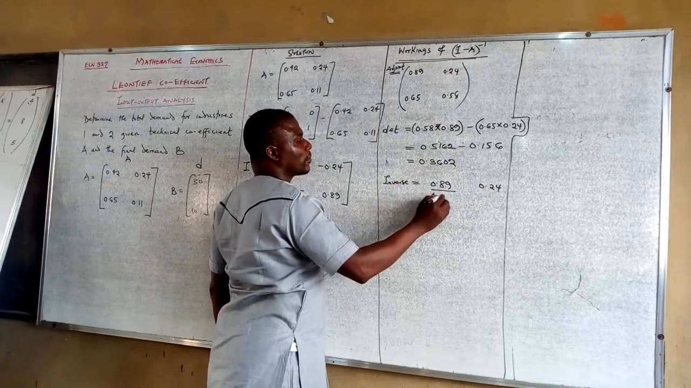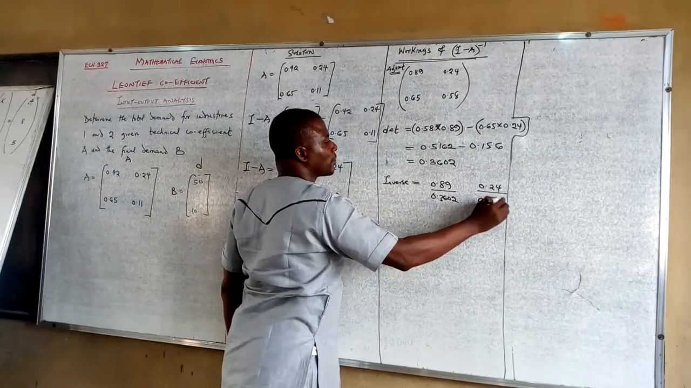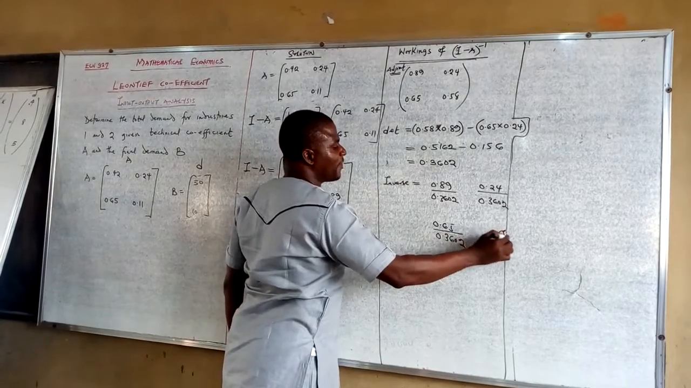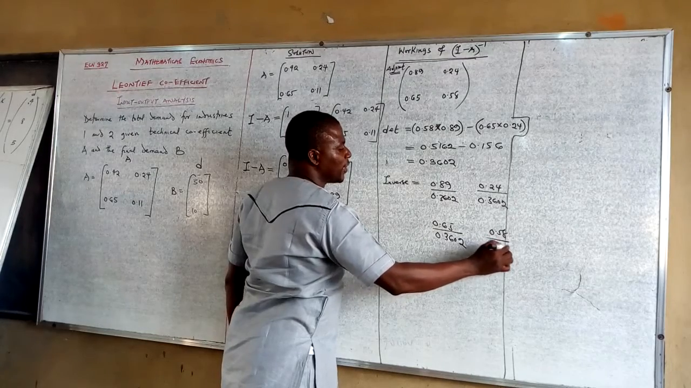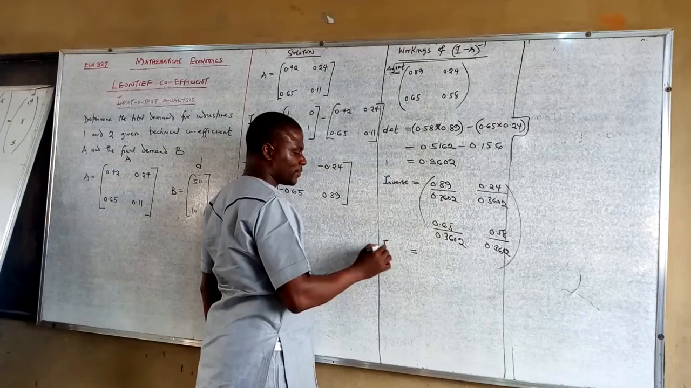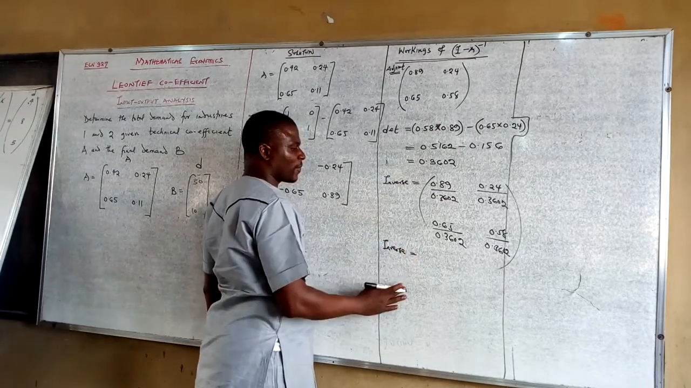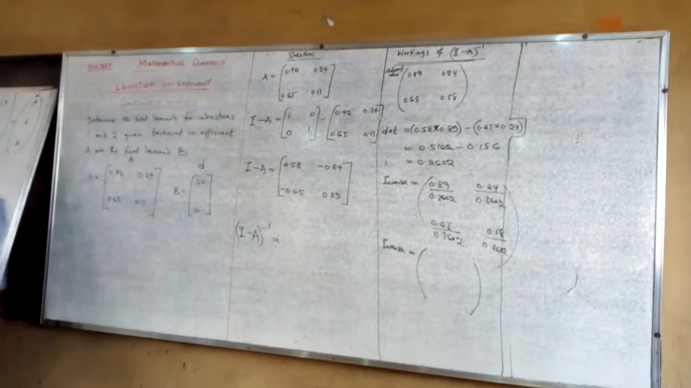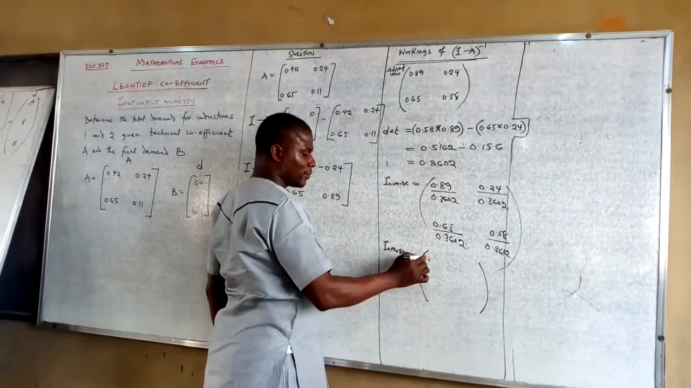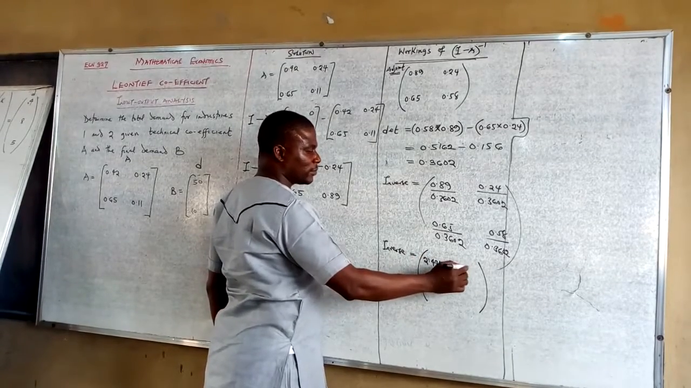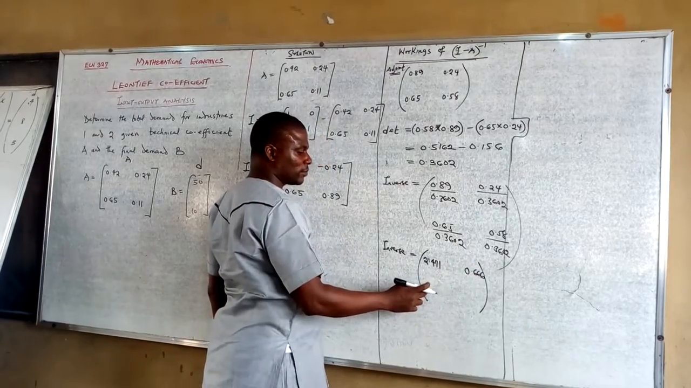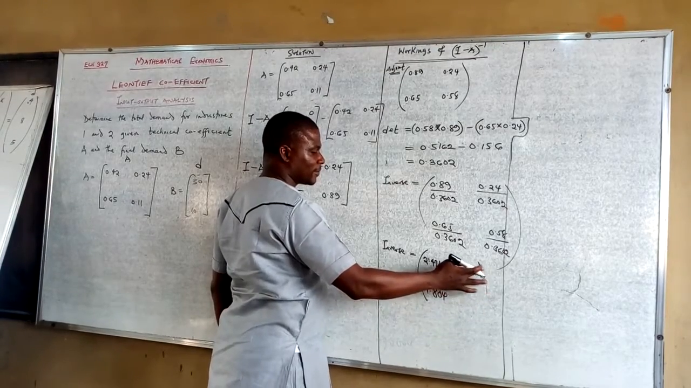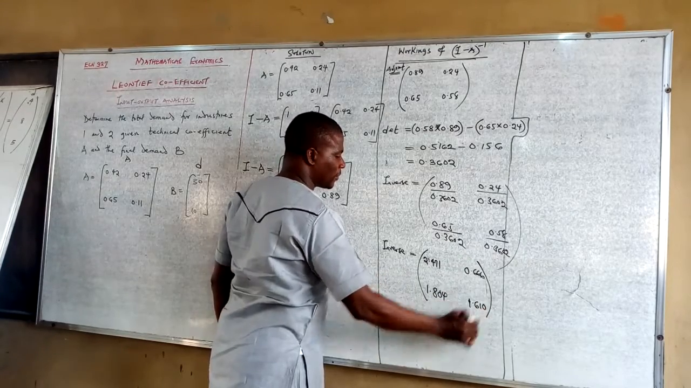So the inverse will now be 0.89, 0.24, 0.602. Yes. Then 0.65 over 0.3602, then 0.58 over 0.3602. Well, divide and give me the answer. Yes, divide. But this one was not divided. So if you divide, that one has become a problem. 2.4 and the other one, 0.666. The next one, 1.804. The next one, 1.610.